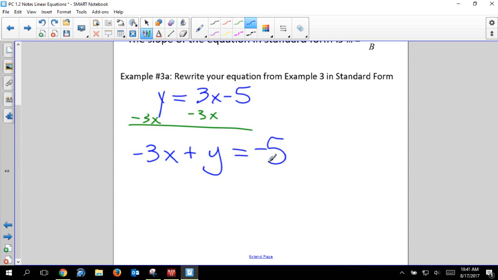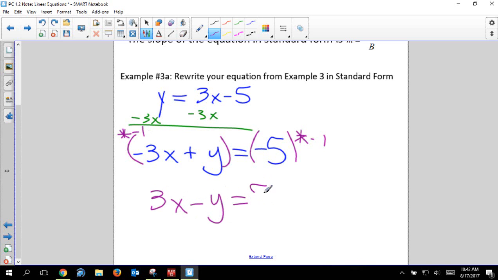Or you can multiply by negative 1 also. Same thing. I don't know, I just like multiplication better. Just be careful because you're not just changing the negative 3 when you multiply by negative 1 or divide by negative 1, you're changing all of the signs. So just make sure you change everything. And now we have standard form.